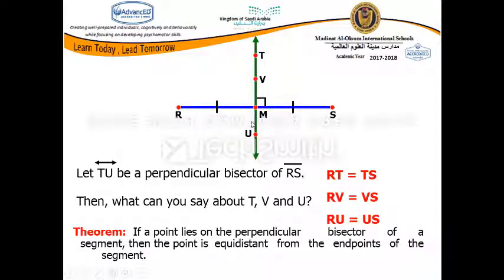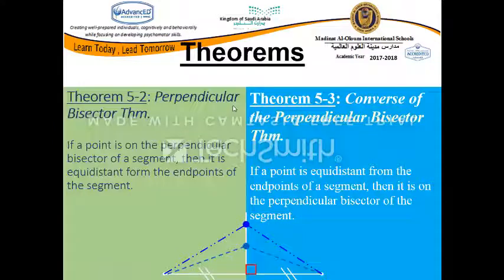Here, our theorem says that if a point lies on a perpendicular bisector like this one, then this point is equidistant from the endpoints of this line segment RS. Then T is equidistant from R and S, V is equidistant from R and S, and U is also equidistant from the endpoints R and S, because they lie on the perpendicular bisector to this line segment RS.